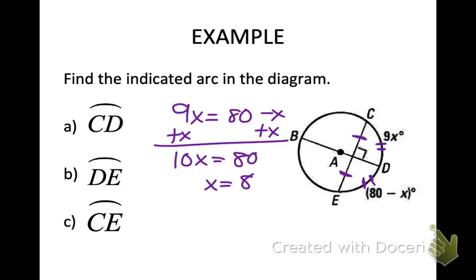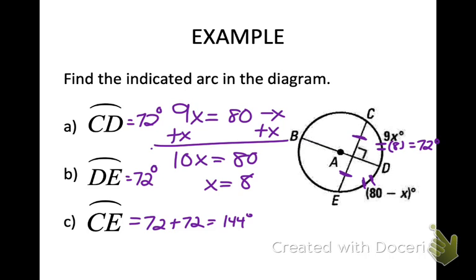But I'm not told to just solve for x. I'm told to find measures of arcs. So CD is up here. What's 9 times 8? 72. So that arc's 72. So CD is 72 degrees. What's DE? 72 degrees. What's C to E? 144, 72 plus 72, which is 144 degrees. Okay. Questions with that one?